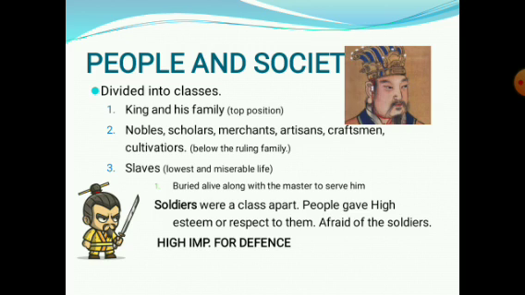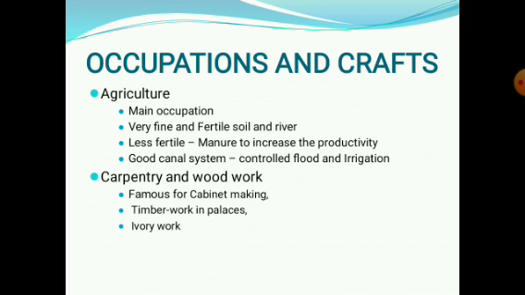So, once again, let us brief it. There were three classes. The first one was the king and his family, and the second class consisted of nobles, scholars, merchants, artisans, craftsmen, and cultivators. And the last and the lowest class was the slaves. And the soldiers were considered a separate class apart, with a very high esteem. Now let us discuss occupations and craft.